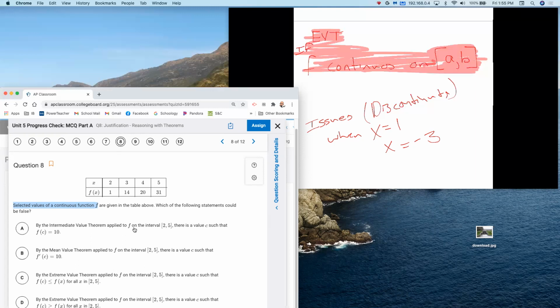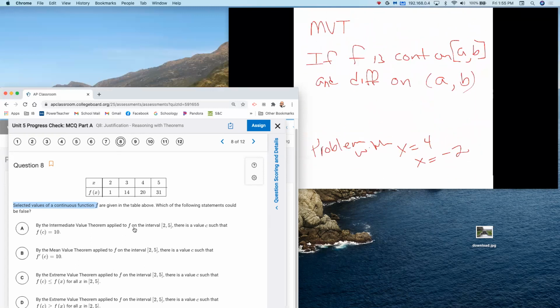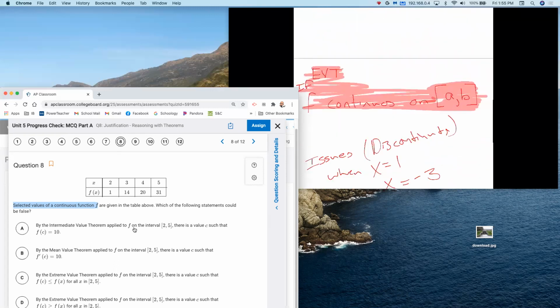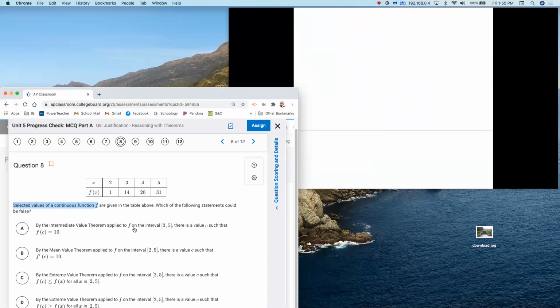So Nick direct messaged it to me, but he's absolutely right. Differentiability. For the mean value theorem, we needed continuity and differentiability. For the extreme value theorem, we needed continuity. If you remember from first semester, the intermediate value theorem said if f is continuous on a b. So for the intermediate value theorem, we just needed continuity. The extreme value theorem, you needed continuity. The intermediate value theorem, you needed continuity. The mean value theorem, you needed both continuity and differentiability.